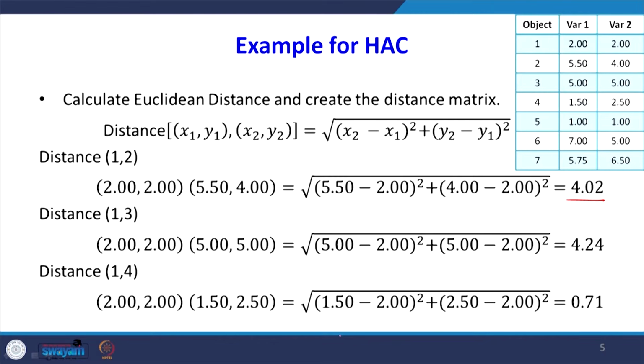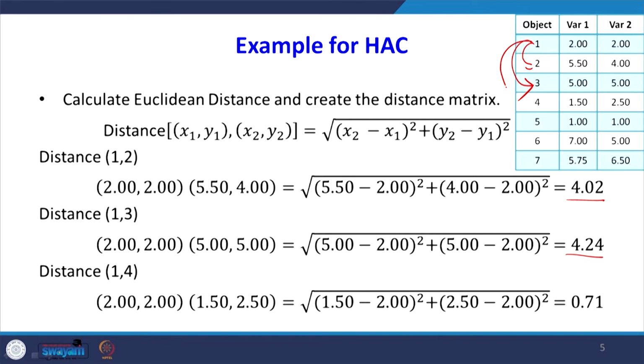Now we have seen 1 and 2. Let us find the distance between 1 and 3. The position of 1 is 2 comma 2, and the position of 3 is 5 comma 5. So, it is 5 minus 2 whole square plus 5 minus 2 whole square. So, it is 4.24.